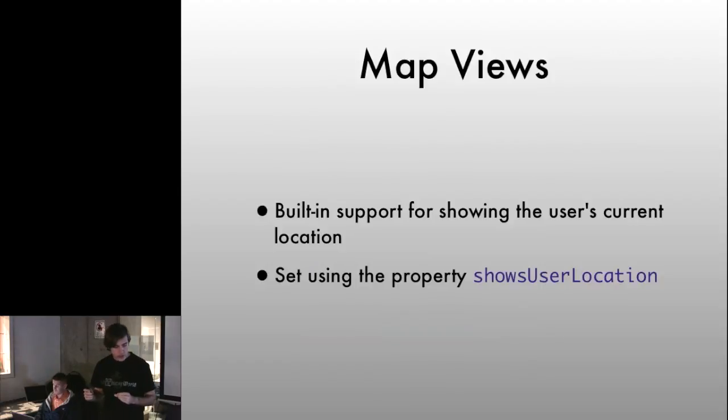Okay, so one nice thing about maps is that they have built-in support for showing the user's location, and you just set the property show user location. Yes, done. And then it puts that blue little dancing pin with the expanding circles to show where the user currently is on the map.